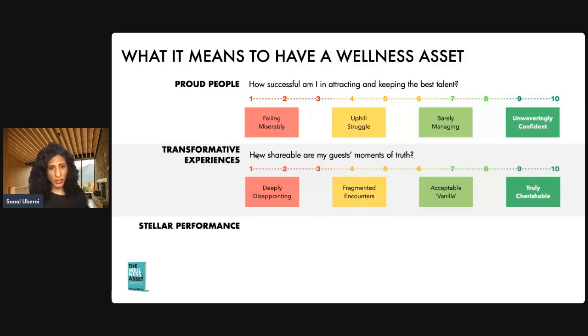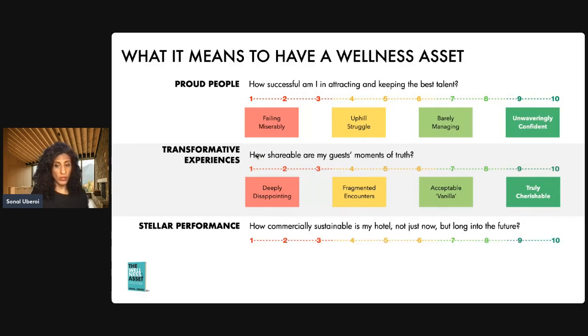And the third outcome is stellar performance. Here, many hoteliers ask themselves, how commercially sustainable is my hotel? Not just now, but long into the future. And if we map it out on the 1 to 10 scale, those that have a liability say that they're having literally an uncontrollable hemorrhaging with their business.